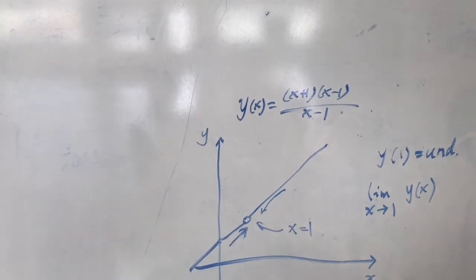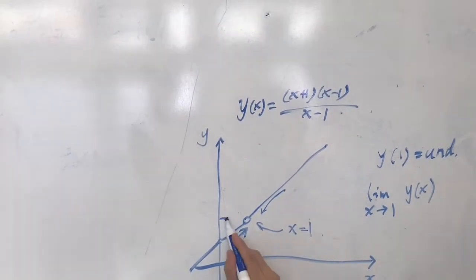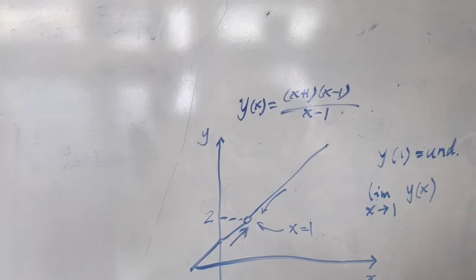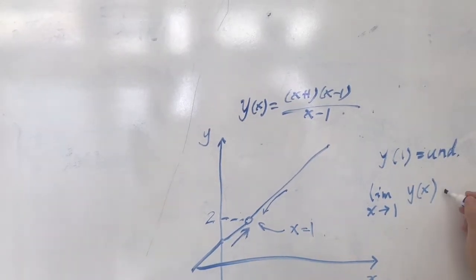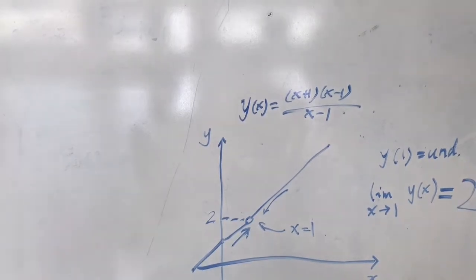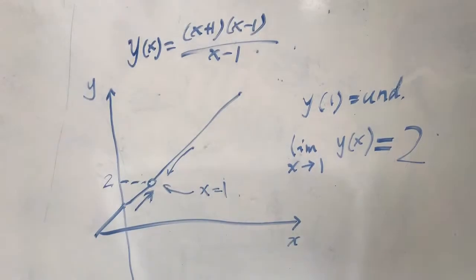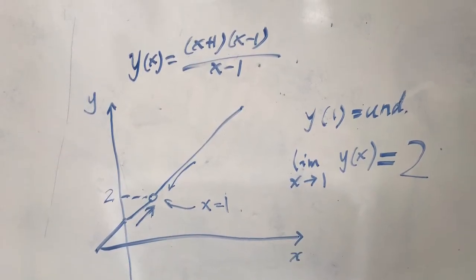The limit represents the behavior of the function near this point. As you can see, the function approaches the value of 2 from either side. Even if y does not equal 2 when x equals 1, y gets closer and closer to 2 as x gets closer and closer to 1. Therefore, we can see that the function's limit at x equals 1 is 2. This is how we define the limit.